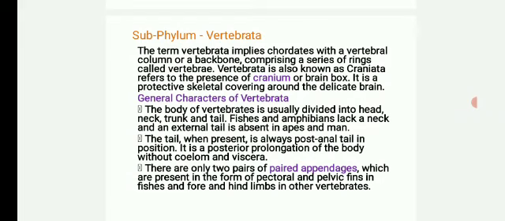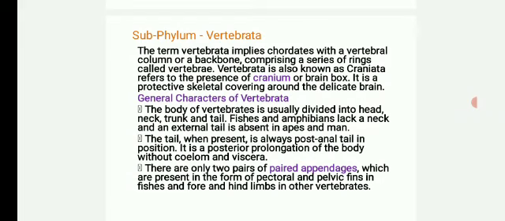Number 1. The body of vertebrates is usually divided into head, neck, trunk, and tail. Fishes and amphibians lack a definite neck, and external tail is absent in apes and man. Number 2. The tail, when present, is always post-anal in position. It is the posterior prolongation of the body without coelom and viscera.